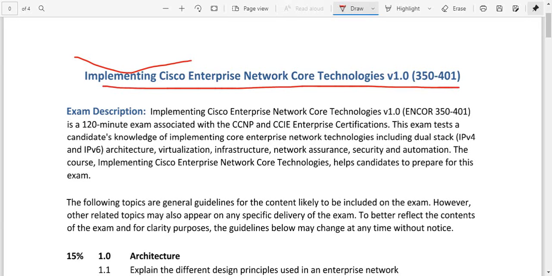That is 350-401. This is the exam that we need to secure first. So basically, this Enterprise Core exam is a 120-minute exam. It is associated with the CCNP and the CCIE Enterprise certification. So it will test a candidate on how he can implement the core enterprise network technology using the dual stack IPv4 and IPv6 architecture.